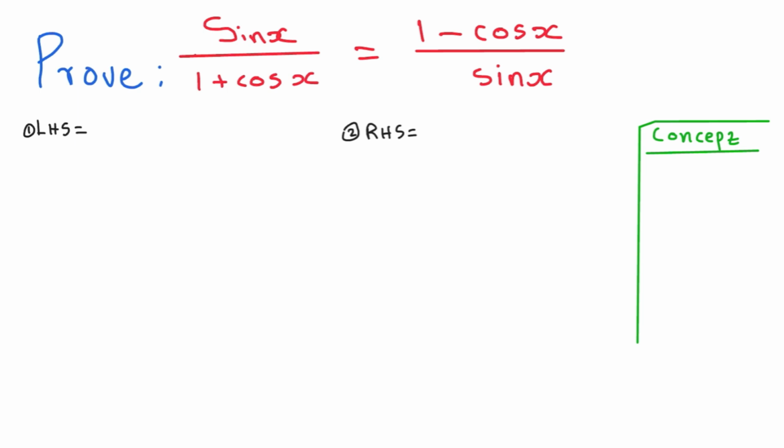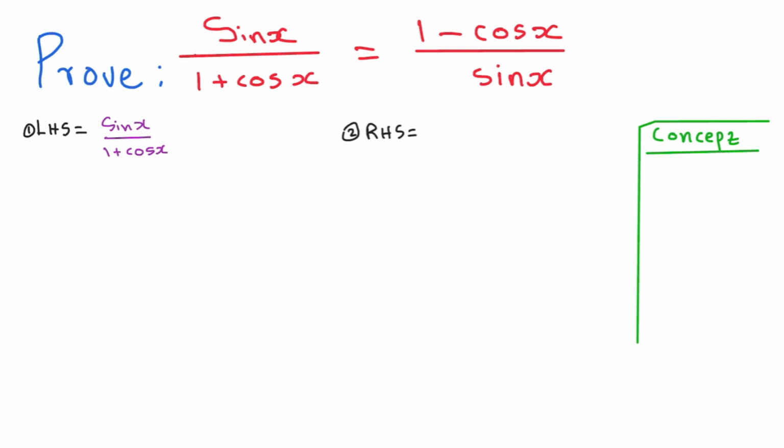But here in this video, we're going to do both to show you that it is actually easy either way, right? So we're going to start with the left-hand side. Let's say you choose the left-hand side. The left-hand side, remember, is going to be your sine x over 1 plus cos x.